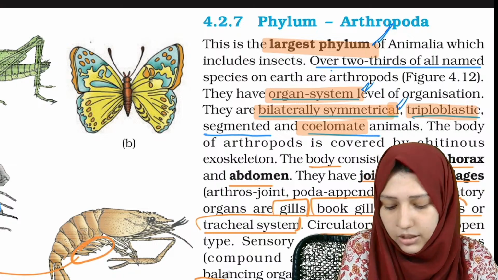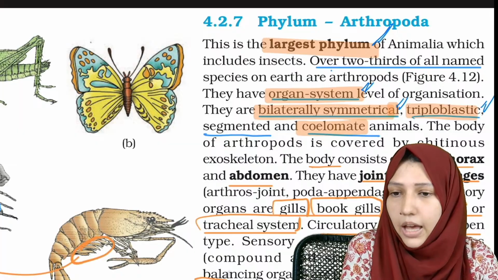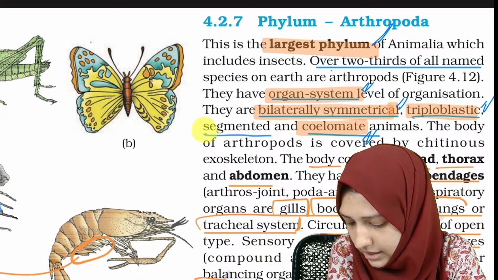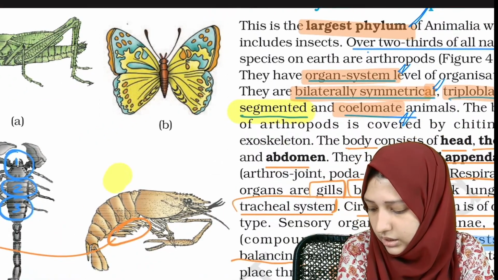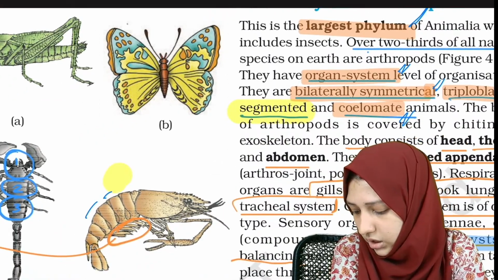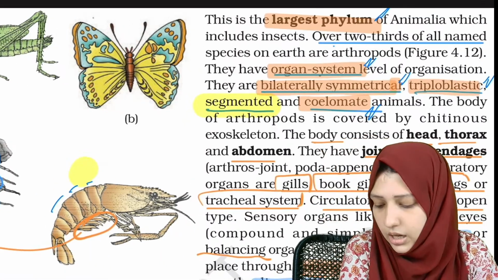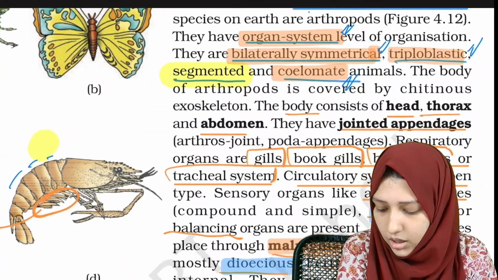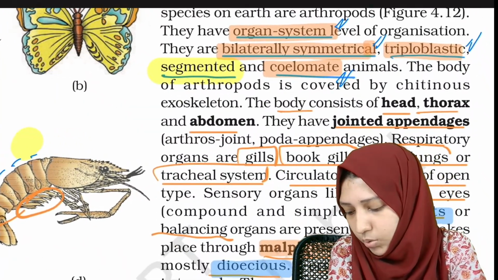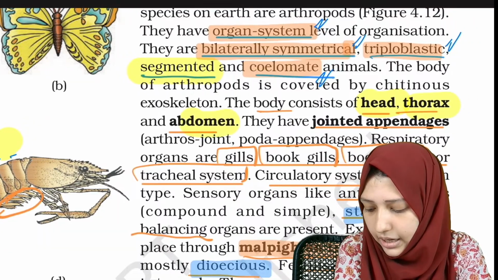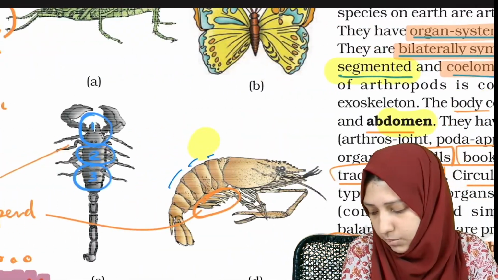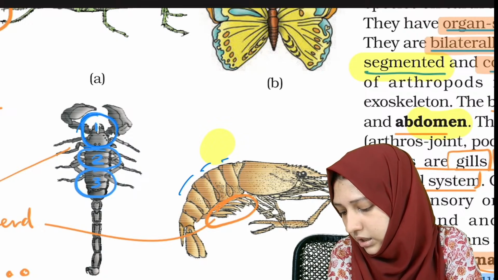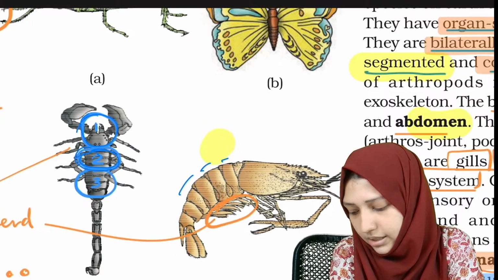Then they are bilaterally symmetric, triploblastic, and coelomate animals. They are also segmented animals. Just see, you can cite the segments in these pictures. These are segments. Okay, they are segmented. The body consists of head, thorax, and abdomen. Just see the picture. The body of the organism has head, thorax comes next, and the next one is abdomen.